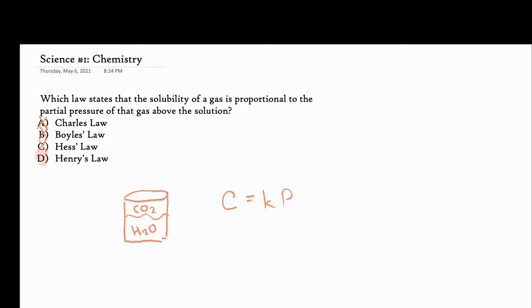So this basically means that if we were to have a container of H2O and CO2, which is carbon dioxide and H2O, water, then if we were to increase the pressure of CO2, more CO2 will be able to dissolve in the H2O. Now, the formula for this is C equals Kp. C is equal to the concentration of the dissolved gas in the solution, K is Henry's constant, and P is the partial pressure of the gas.